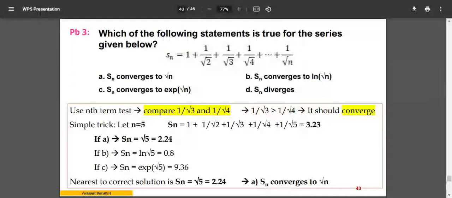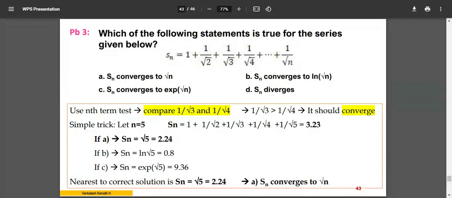Simple strategy. Anyway, it is addition, right? So you take n equal to some number. If you have enough time, you take n equal to 10. If you don't have much time, take a smaller number, n equal to 5 or 6. So that many terms you take, and you can see that Sn is equal to 1 plus 1 by root 2 plus 1 by root 3 plus 1 by root 4 plus 1 by root 5. Use your calculator. You have an online calculator available there. Using it, you can calculate it as 3.23 for the assumption of n equal to 5.